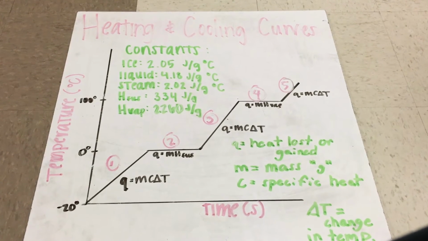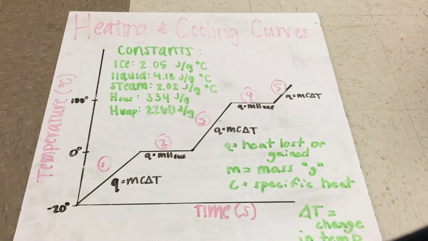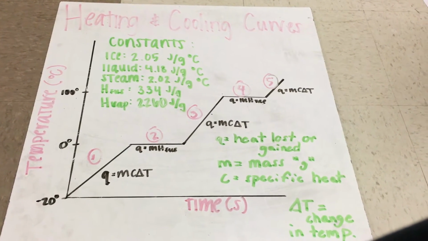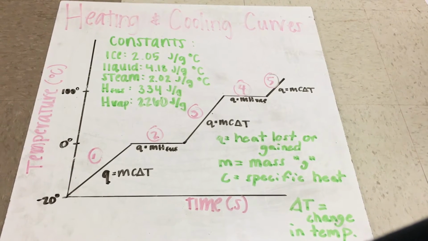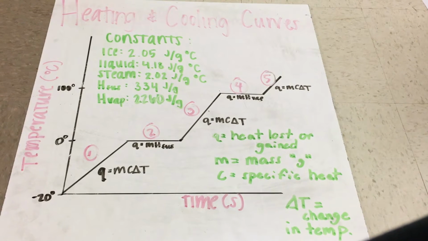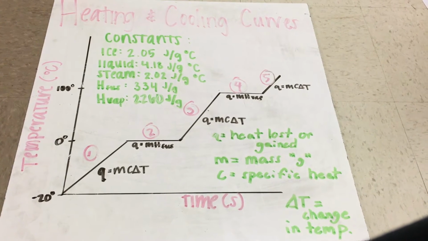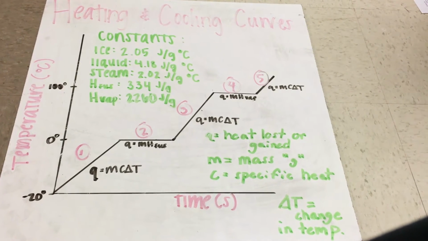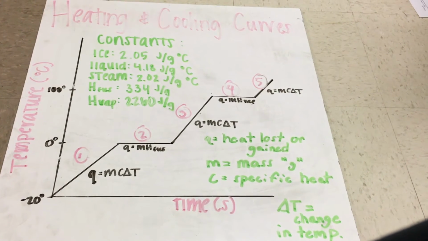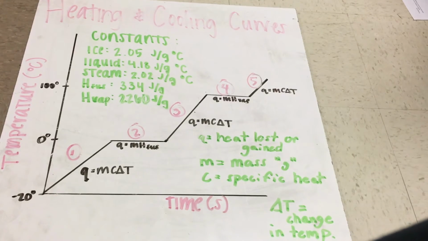There are special constants for water. Liquid water is 4.18 joules per gram degree Celsius. Ice is 2.05 joules per gram degree Celsius. And steam is 2.02 joules per gram degree Celsius. H vap is 2,260 joules per gram, and H fusion is 334 joules per gram.